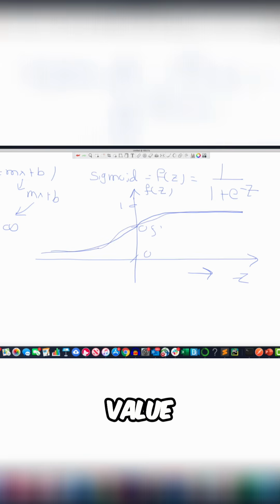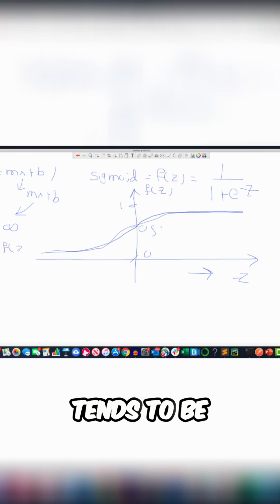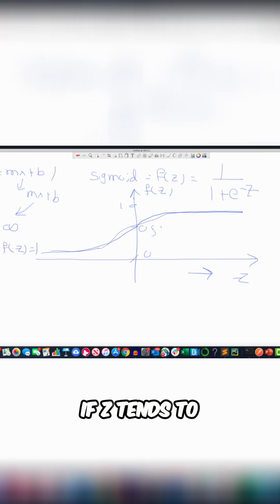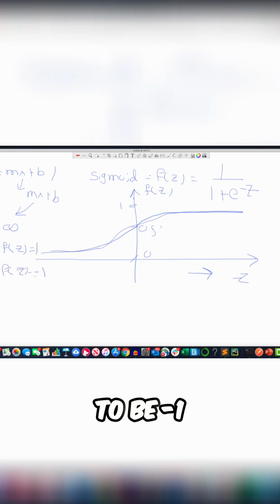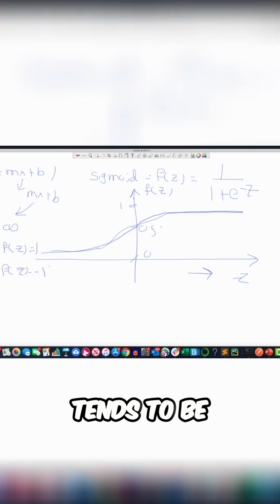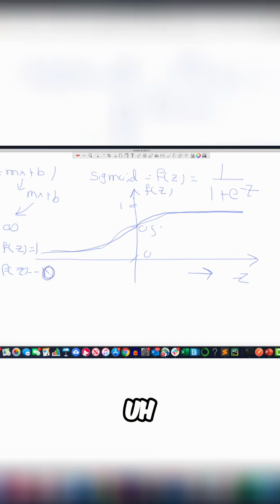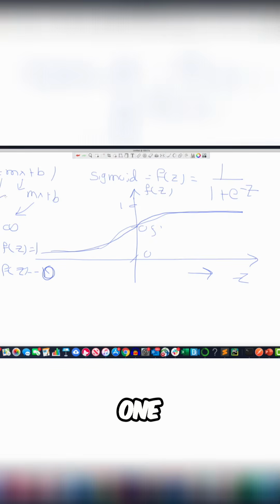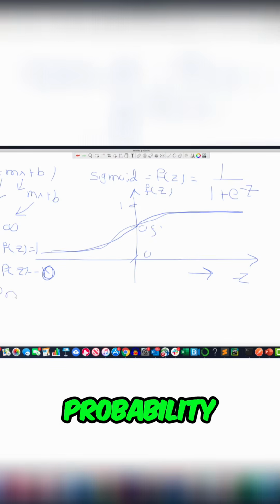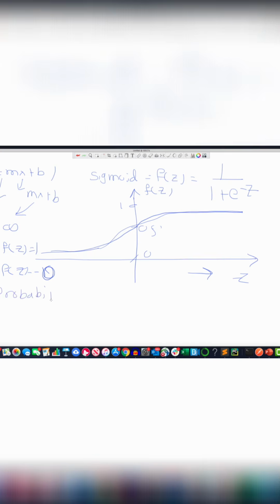But this activation function, as you can see, restricts the output. As z tends to a very large value, infinity, f of z tends to be 1. Also, if z tends to minus infinity, f of z tends to be 0. So it basically squishes the value of the output variable between 0 and 1, and this can be represented as probability, right?